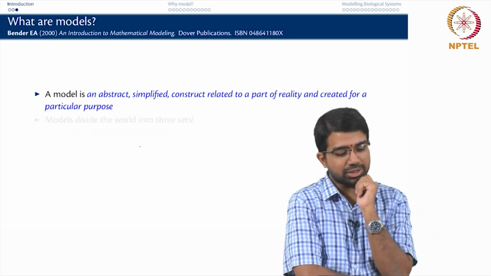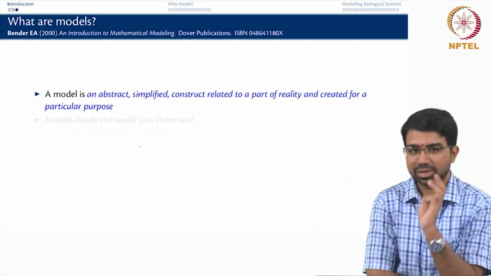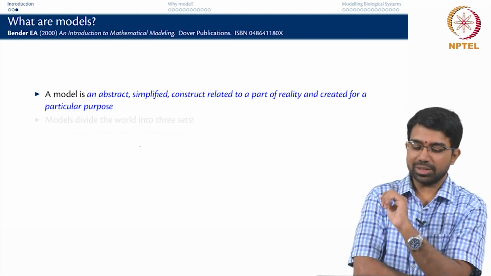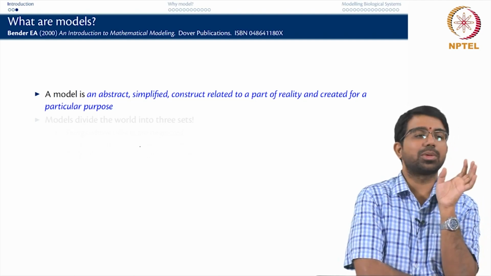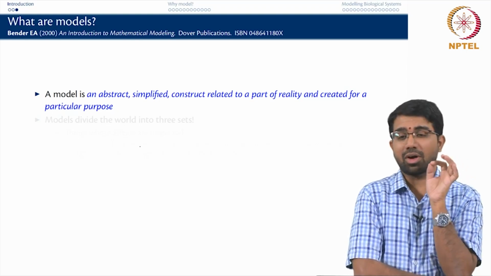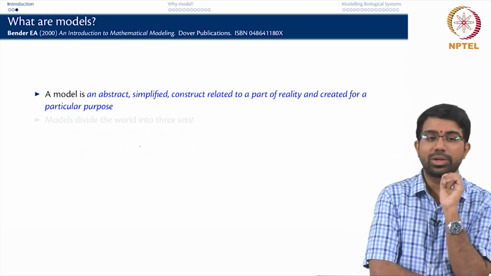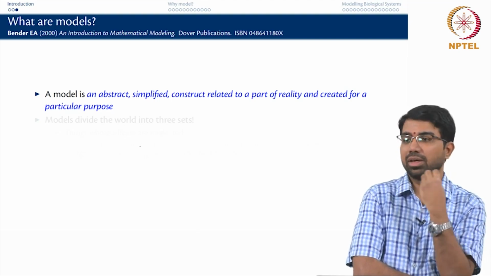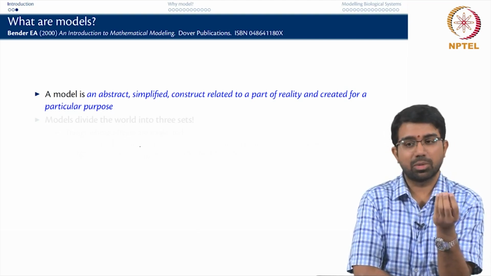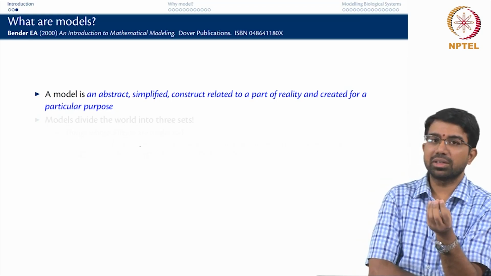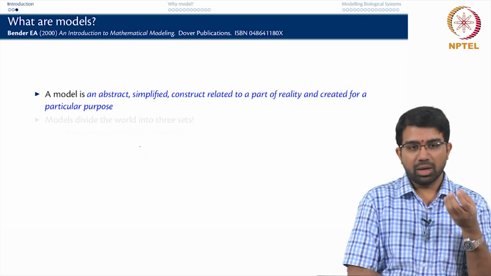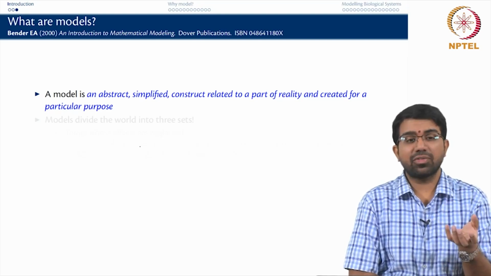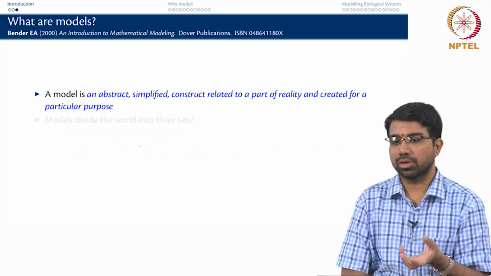So, a nice definition is: a model is an abstract, simplified construct related to a part of reality and, very importantly, created for a particular purpose. This is a common error that one often encounters when you see papers being published about models, or when you enter a modeling exercise: you are not careful about what purpose a model should be used for.